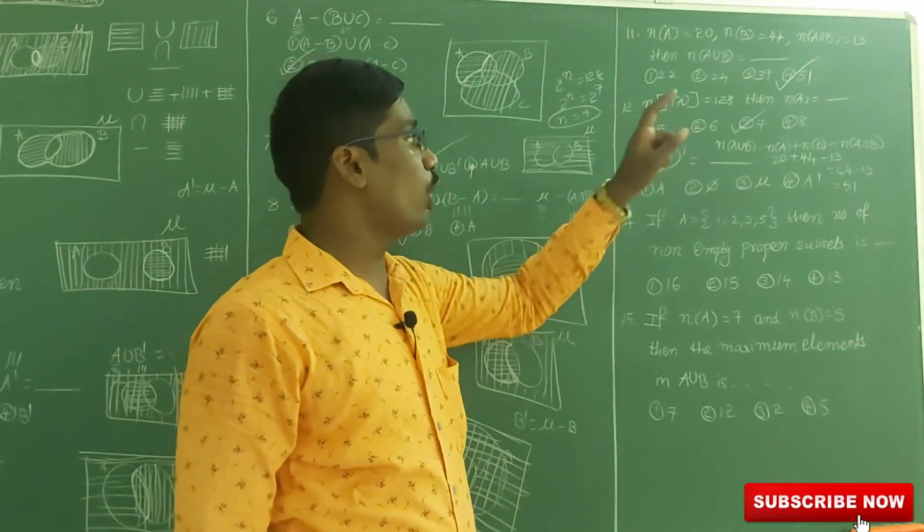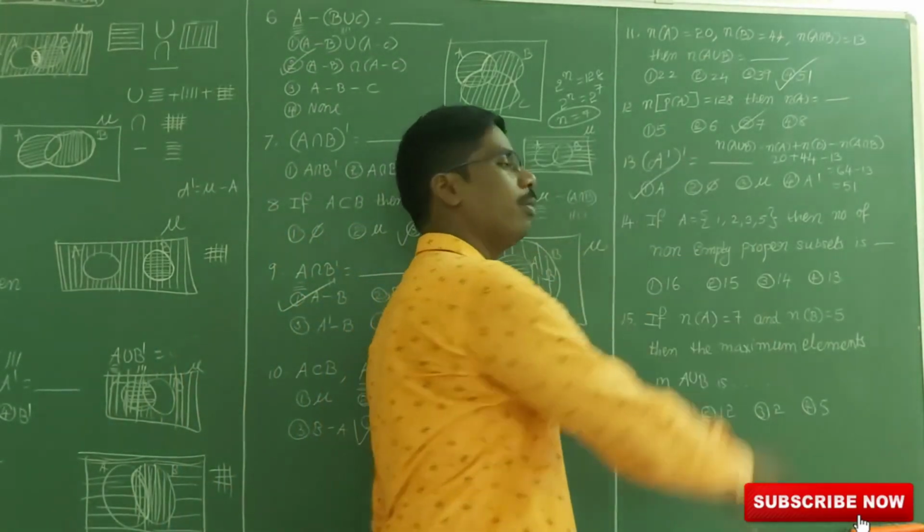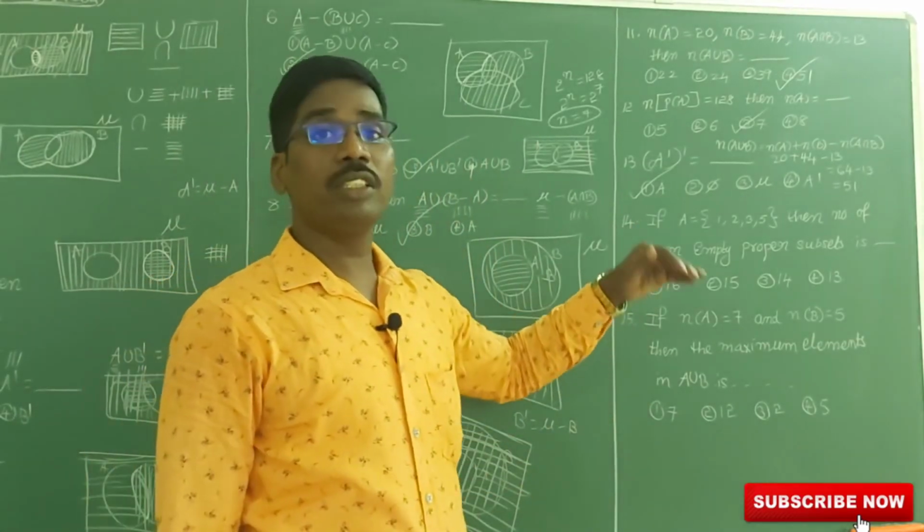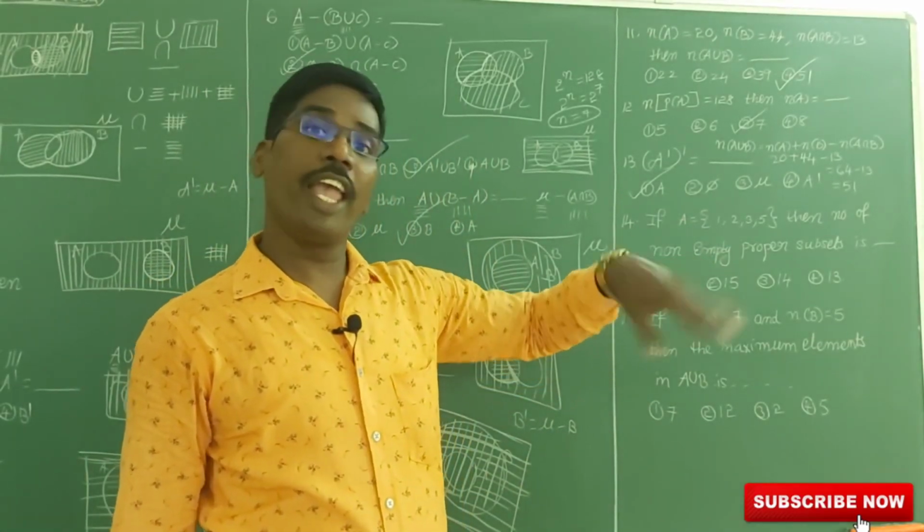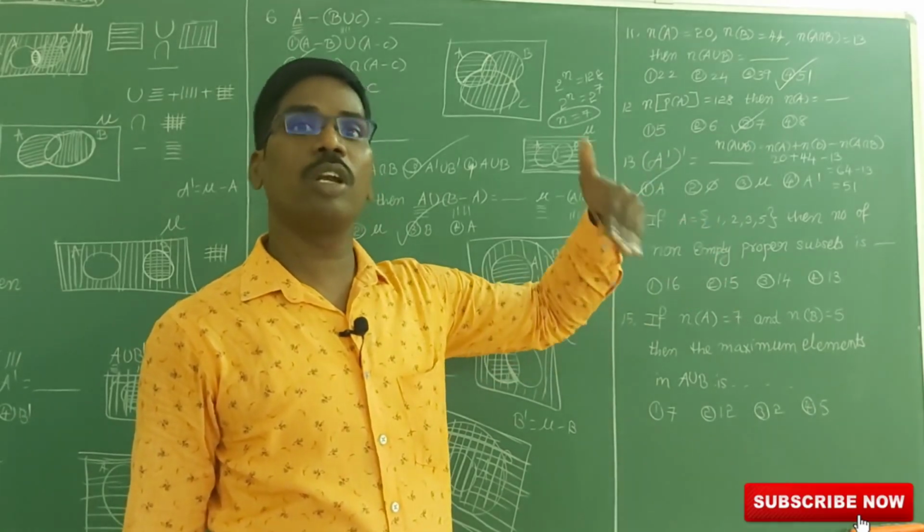Next, A dash whole dash is equal to A. Always remember A dash whole dash. A dash means the elements should be present in mu, should not be present in A. Again dash means the elements should be present in A, should not be present in mu.